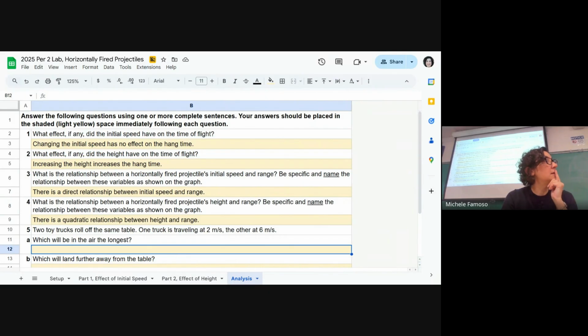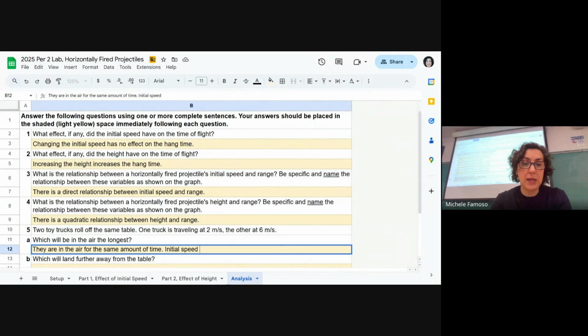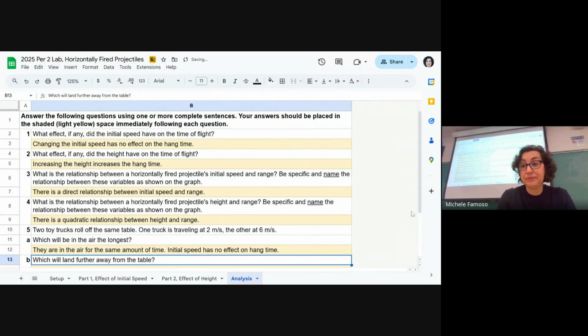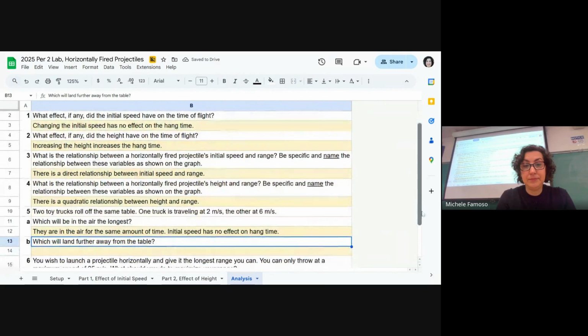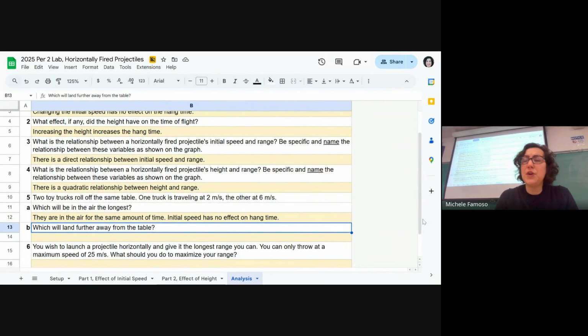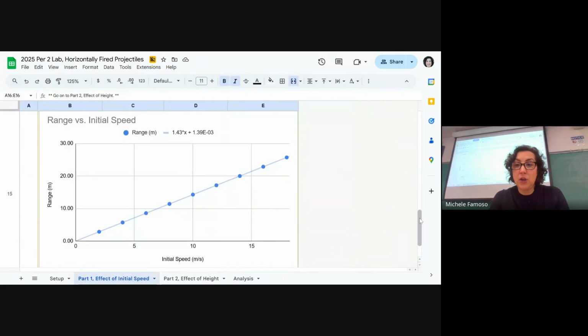Which one's in the air the longest? Ryder? And that's because initial speed has no effect on hang time. Which one lands further away from the table? That's the effect of speed on range. Let's go back and look at our graph. If I look at my graph of the range versus our initial speed, what do you notice happens to the range as I increase the speed?